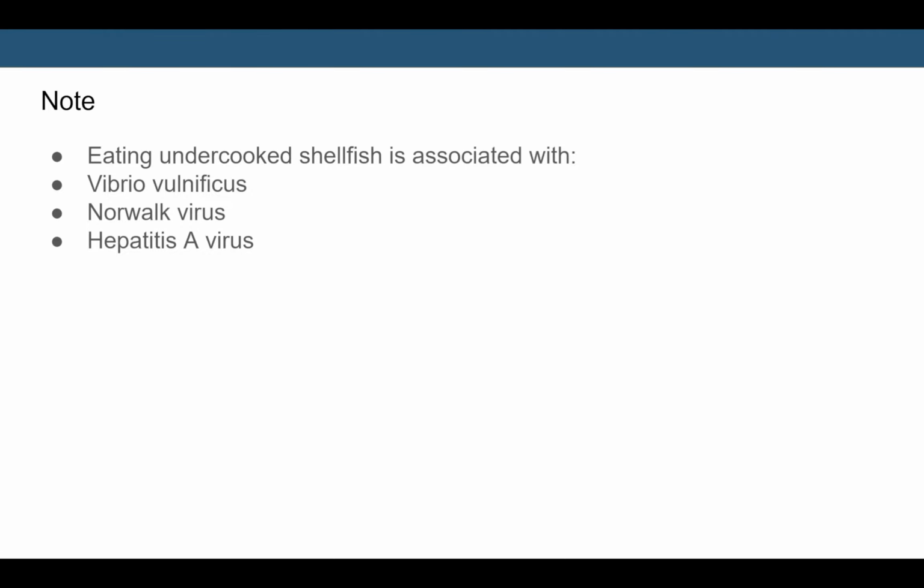So the first note, which is very high yield, you have to know that eating undercooked shellfish is associated with 3 pathogens which are very important. They are Vibrio vulnificus and Norwalk and hepatitis A. So when a question mentions shellfish, undercooked shellfish to be exact, then you would have to remember 3: Vibrio, Norwalk, and hepatitis A. So you have to remember these.